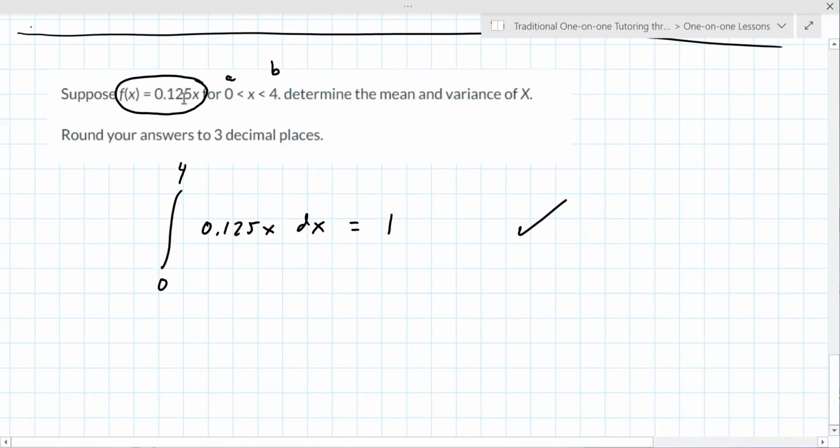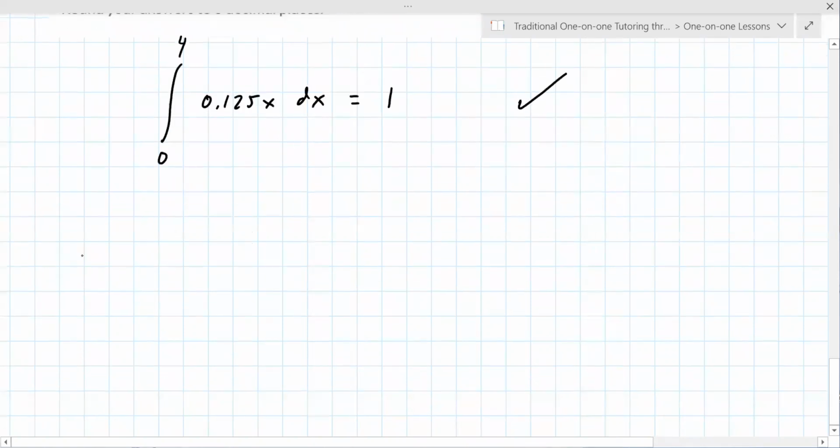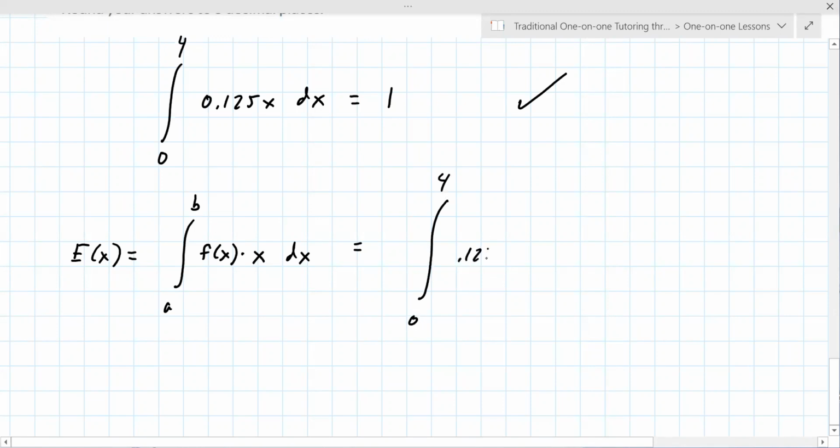So to find the mean, the expected value of x, there is a formula, and the expected value of x is the integral from a to b of f of x times x dx. Got it. So it is times x. It's times x. So in this case, it's 0 to 4, 0.125x times x dx, and it will not equal 1. It could equal anything. It's going to be some number in this interval here. So if you have your calculator handy, we can get that number. We do need that number for the next part. I will also calculate it here.